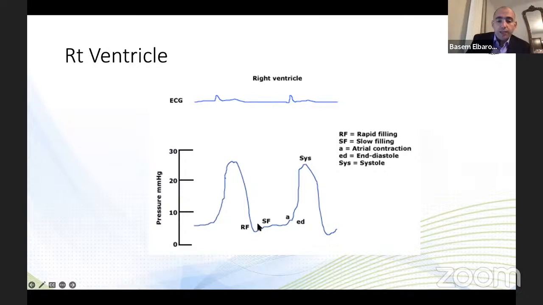Then diastole starts and the pressure comes down, and you have a flat curve. Blood starts pooling back into the right ventricle, contraction, systole, and then diastole again. So it goes up and down.